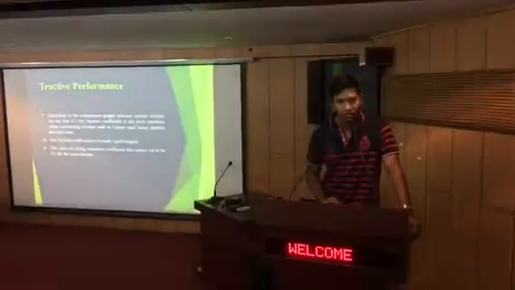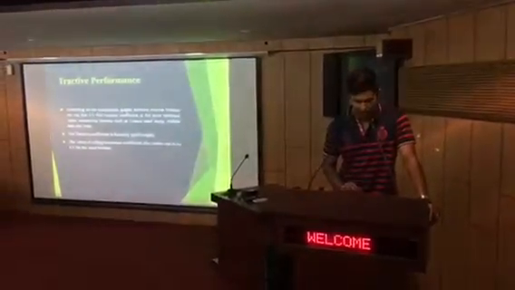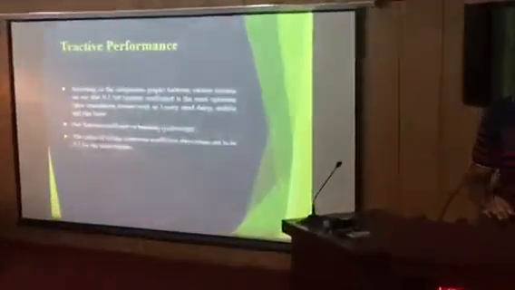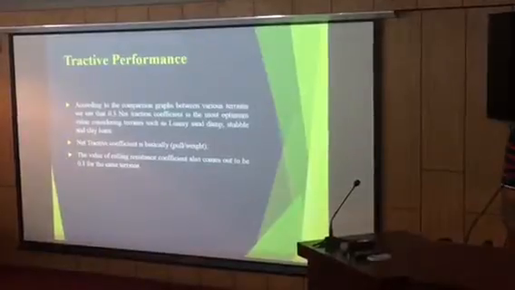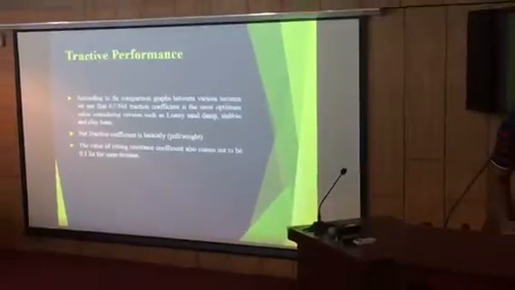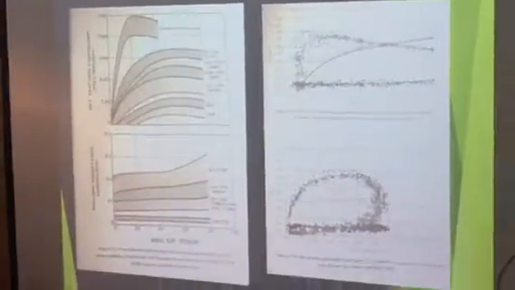We have basically chosen 3 terrains to calculate a very optimum value of tractive coefficient. Basically the tractive coefficient is the pull by weight ratio, and the value of rolling resistance coefficient also comes out to be 0.1 for the same terrains. Now coming to the graphs, we see that these are the 2 basic graphs.